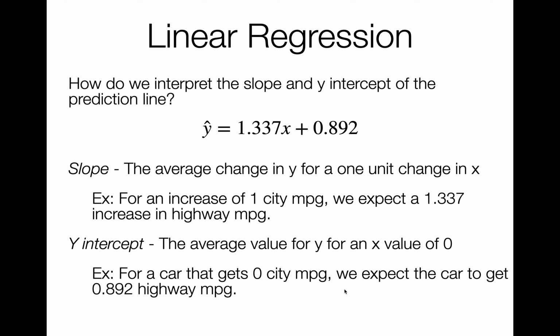Does that make sense in context of the problem? Can I have a car that gets no city MPG, but gets highway MPG of 0.892? Certainly not. A car that gets 0 city miles per gallon is a car that's broken down, and it's still going to be broken down on the highway. So the interpretation of the y-intercept here doesn't make sense.